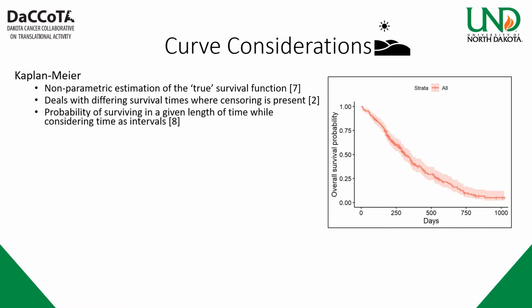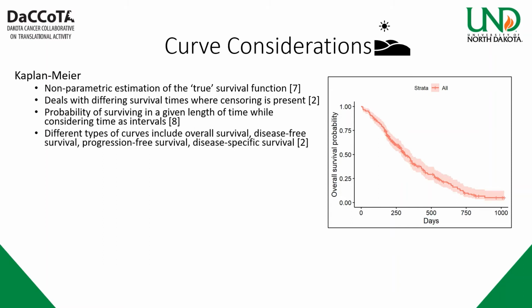And because this is non-parametric, what that means is the probability of surviving in a given length of time, that interval I talked about, is how it's set up. And now you can have different curves based on what it's telling you. The most common is the overall survival probability, but it could be other types of things like disease-free survival, progression-free survival, disease-specific survival. And that's just covering the epidemiological side of things. It can be other categories like economics, engineering, and the like. And these tick marks, this little tick mark that you see here, those are the censored data. That's how you indicate it.